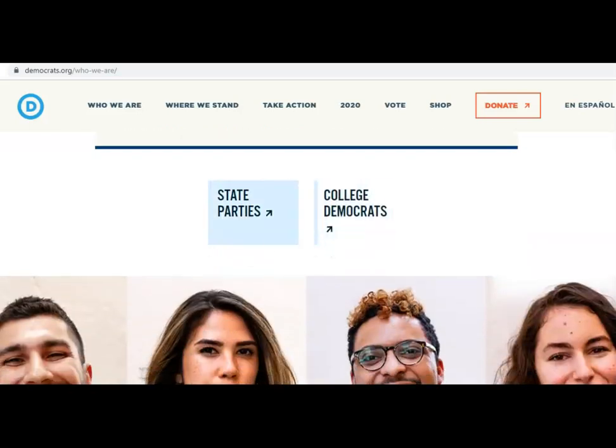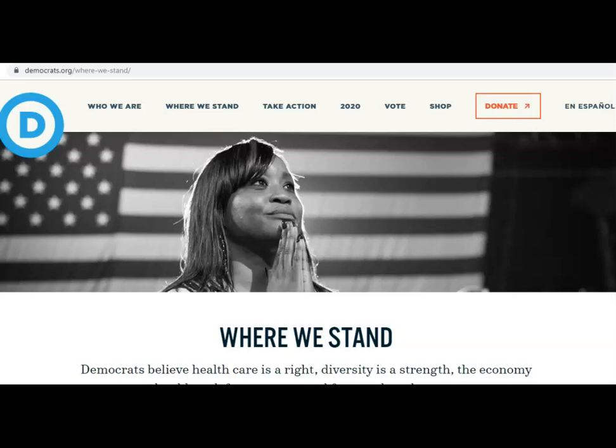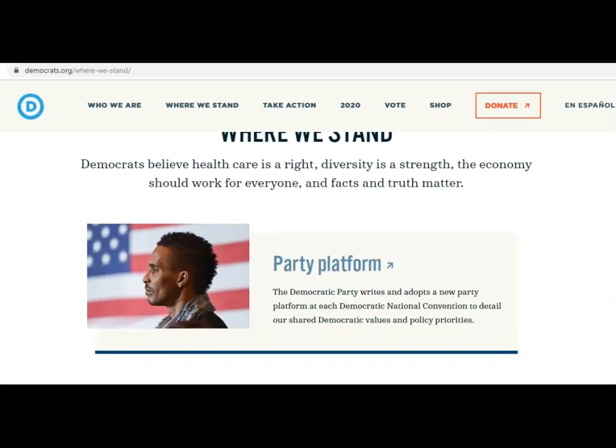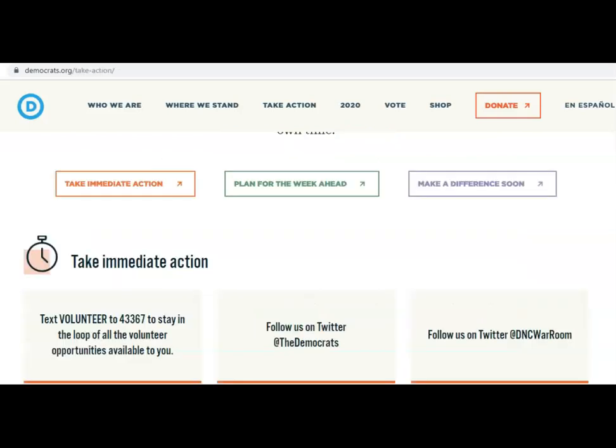You can look at state parties. North Carolina has their own state Democrat and state Republican Party. You can look at where we stand. Of course, that's going to tell you about their, oh, look, party platform. So that way, again, you can get the information directly from the Democrats instead of getting it from someone on Twitter or TikTok or Facebook. You could even volunteer at your local Democrat or Republican headquarters in Cabarrus County. I had a student one year do their personal project for IB by volunteering at the Democrat headquarters.